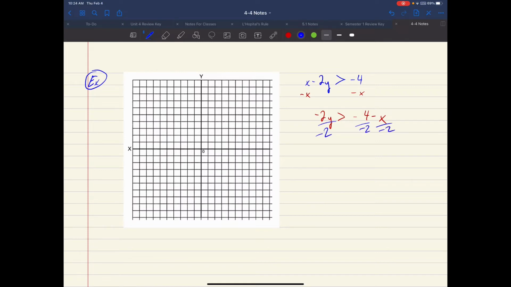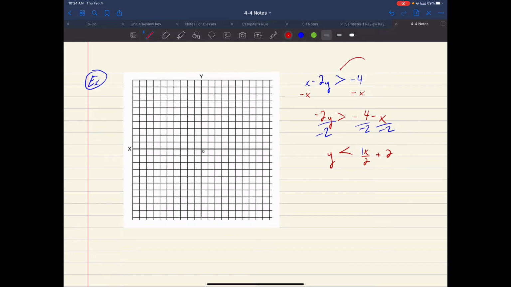Divide everything by negative 2, and I would get y. And since I divided by a negative number, I flip the sign to less than, and then I get 2 plus x over 2. So I'm going to write that as x over 2 plus 2. So I'm just switching the order of those. Now, the slope here is 1 over 2 with an intercept of 2.